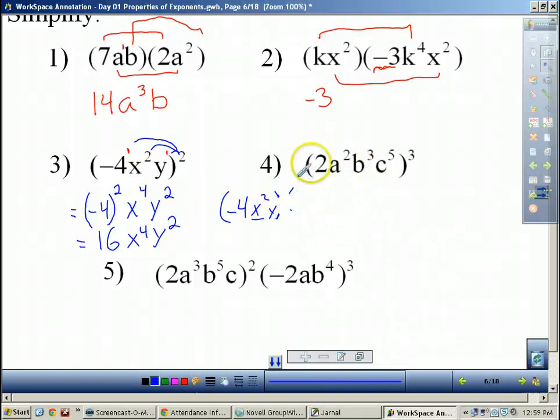Okay. All right, number 4. Take a look at this. Let's see here. We've got to multiply here, here, and here. So I get 2a to the 6th, b to the 9th, and c to the 15th. Is that good?